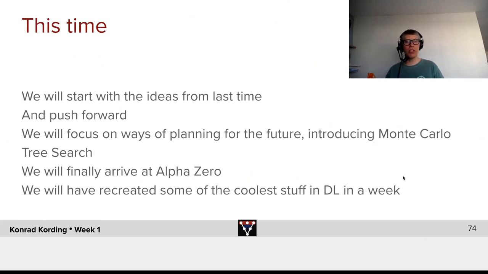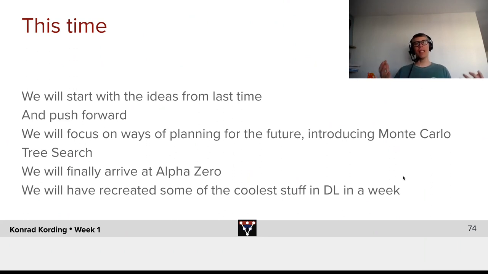So what will we do today? We will start with the ideas from last time and we'll push them forward. And we'll focus on ways of planning in the future, not just the value right now on the board, but thinking about the future. Now, there's always many futures, and in fact, the future has the structure of a tree. And that's where we'll introduce Monte Carlo tree search. And finally, we will arrive at AlphaZero.